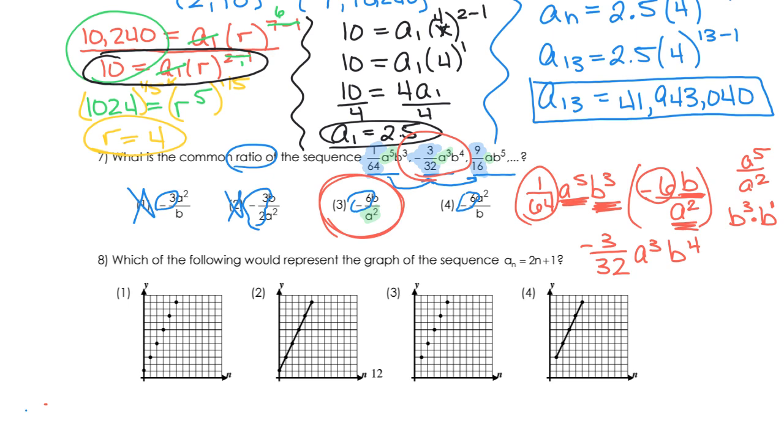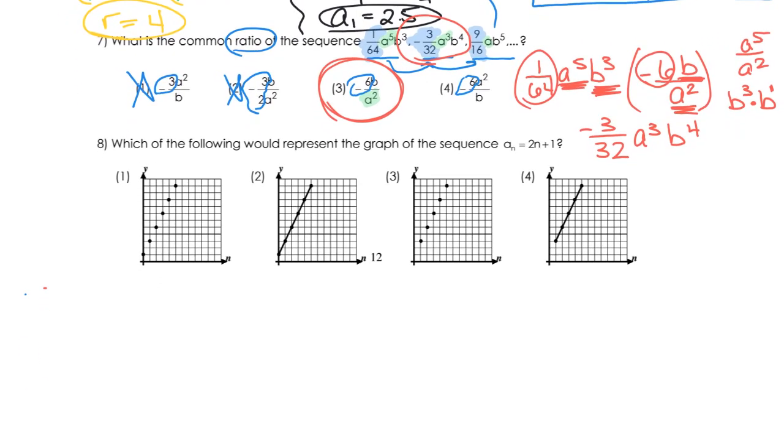A little bit tougher. All right, last question, guys. Which of the following would represent the graph of this sequence? So the cool thing is I know that this is linear. It looks like y equals mx plus b. Bad news, all my choices are linear.